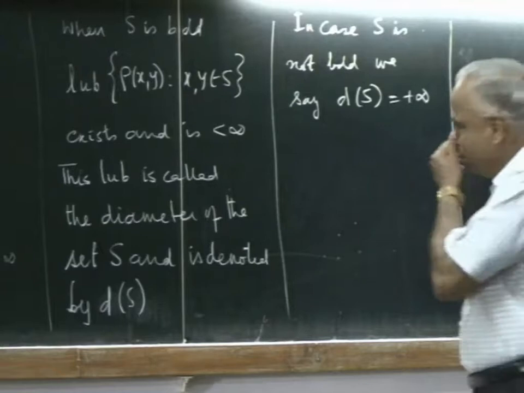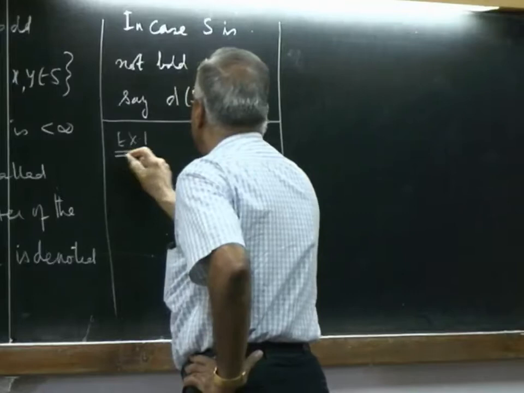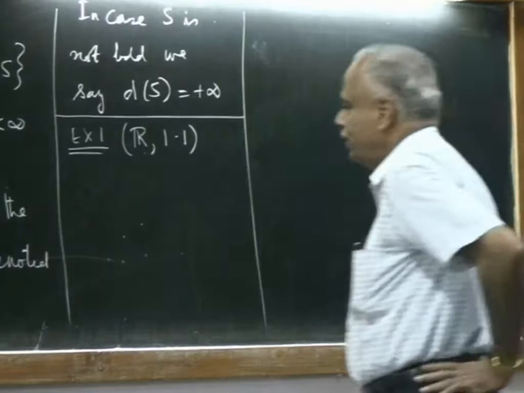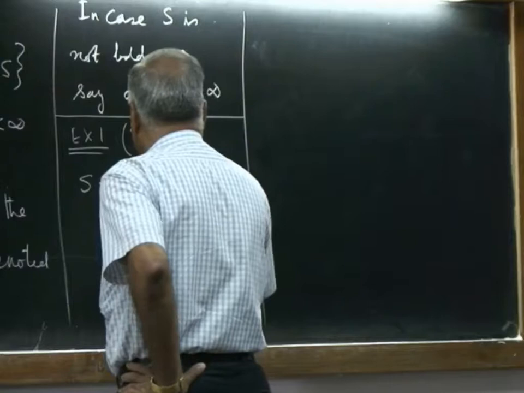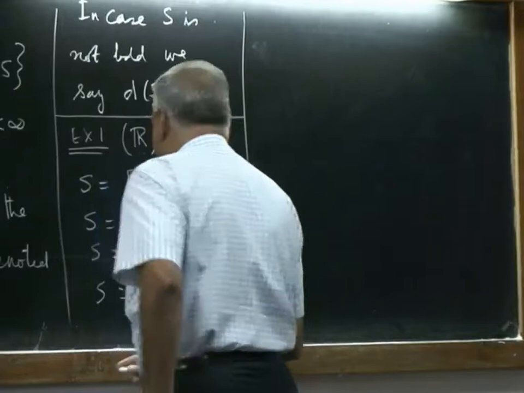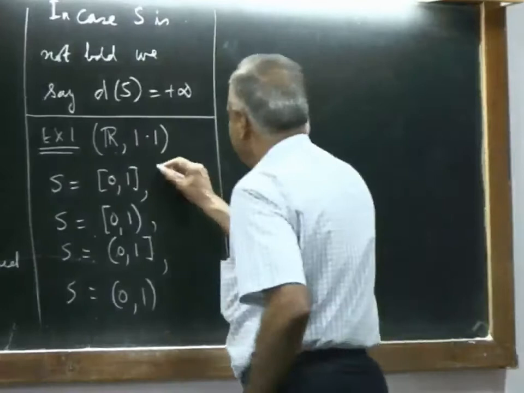Okay. Let us look at one or two examples. Let us take the real numbers. The first example will always be the real numbers with the usual metric. Now, if you take S to be the closed interval, or one side open, other side closed, or fully open, in all these cases, the diameter is 1.